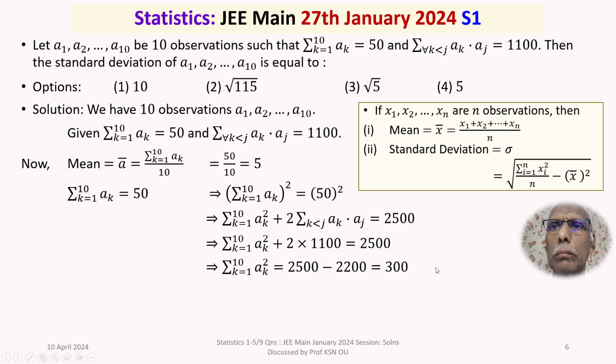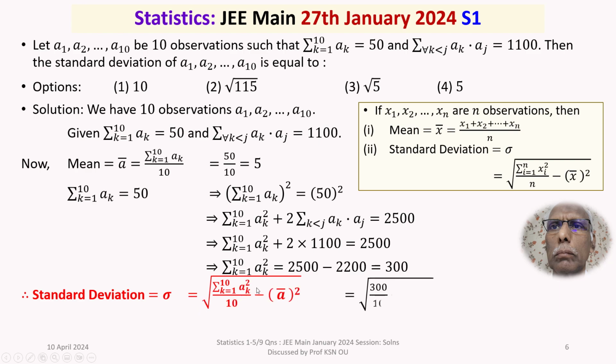Yes, we are now ready to find out the standard deviation denoted by sigma, which is equal to the square root of the sum of ak square, k equal to 1 to 10, by 10 minus a bar square. That is the square root of 300 by 10 minus 5 square, that is the square root of 30 minus 25, that is equal to root 5. Thus we have obtained standard deviation sigma as root 5. Let's look at our options. Our answer root 5 appears against option 3. Therefore, the answer to this question is option 3.